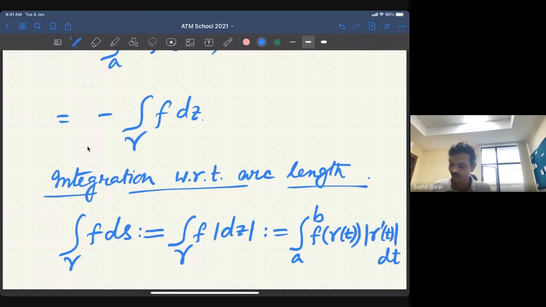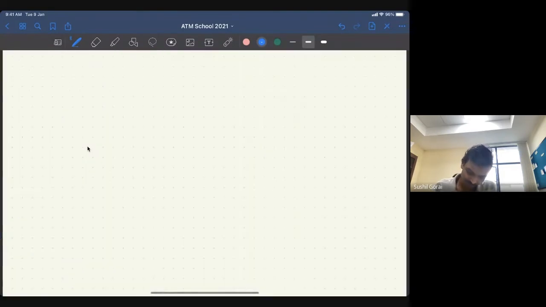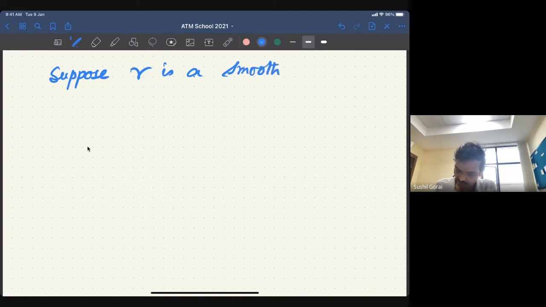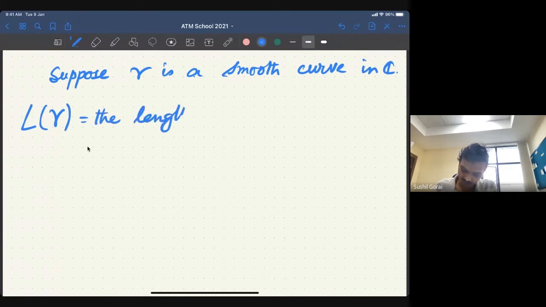And what is length of the curve? So suppose gamma is a smooth curve in C. So what is the length of gamma? So what is it? Integration.